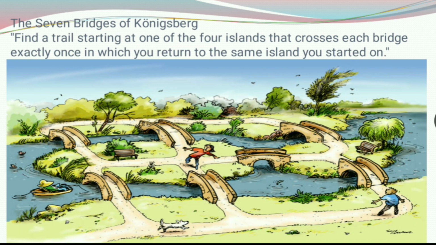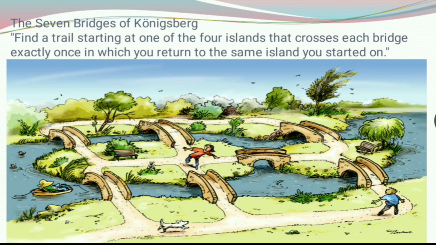So the people of Königsberg posed the problem: is it possible to find a trail starting at one of the 4 islands that crosses each bridge exactly once, in which you return to the same island you started on? So if it is possible to reach every island and every bridge, and you come back to the same point from where you started, is it possible or not?